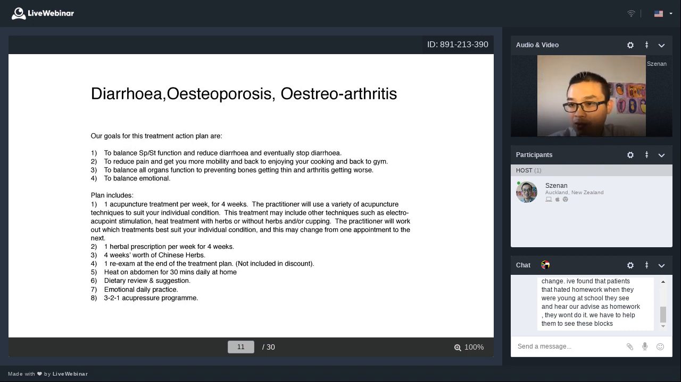Can I suggest patients to have a block? There is always resistance to change. If there was no resistance, they would easily change. I found that patients who had homework when they were young at school see and hear our advice as homework, and they won't do it. We have to help them to see these blocks.